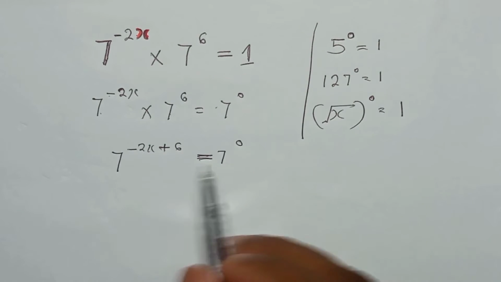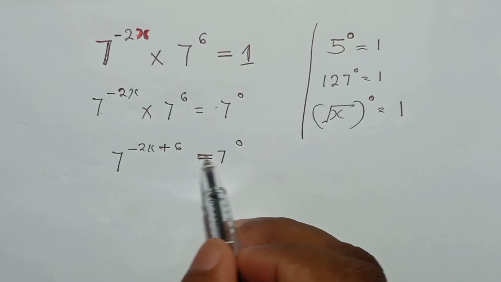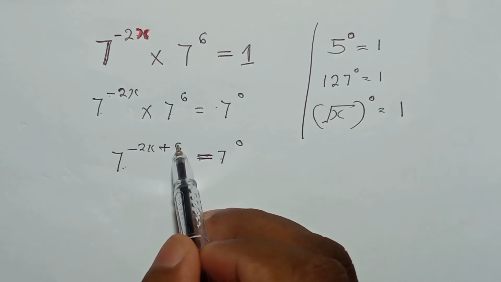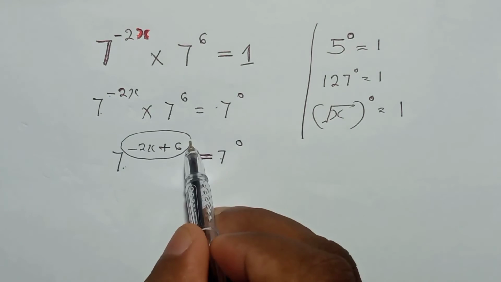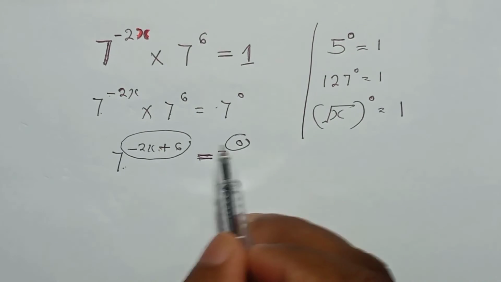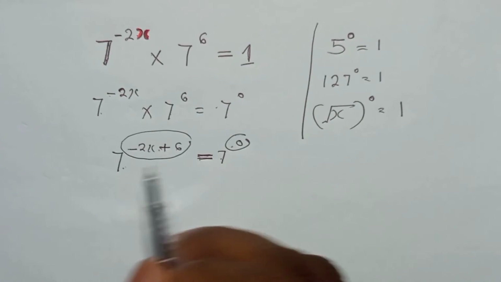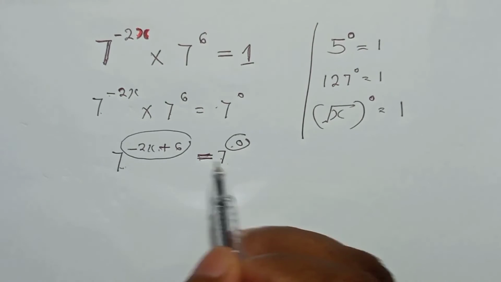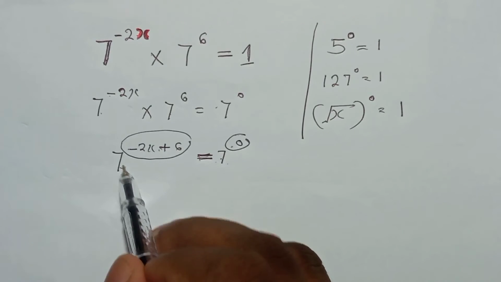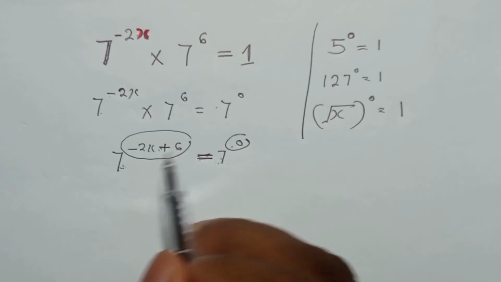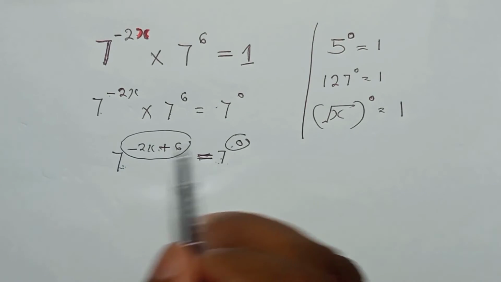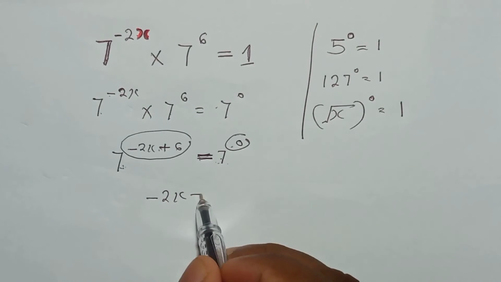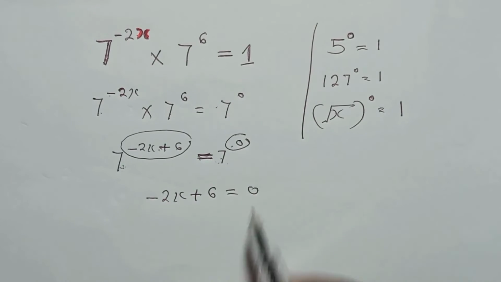Now this is a very common thing. Normally, we have an equal sign and the same base, here 7 and here 7, so definitely this index must be equal to this index. Remember, you have an equal sign, and the base is 7 on both sides, so this index must be equal to this, otherwise they do not equal. So you can write negative 2x plus 6 equals 0.